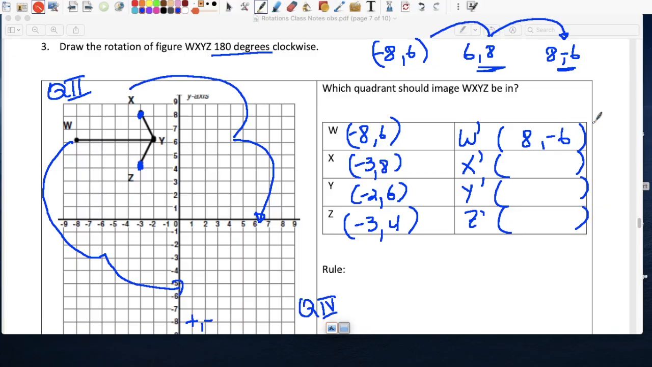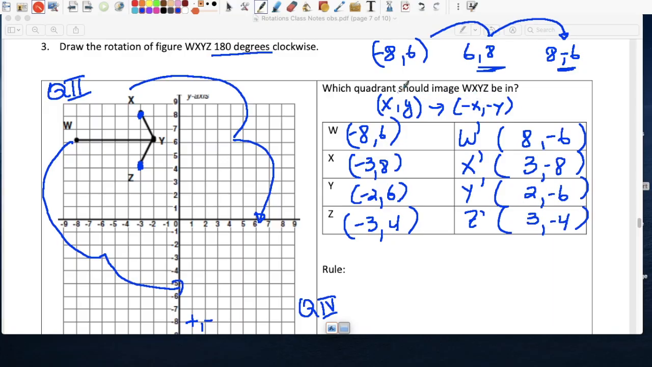Okay? Or if you remember the rule, (x, y) goes to (-x, -y). I don't know which one you'd rather do. (-3, 8): if you remember the rule, it's going to end up 3 and 8, but the signs change. So -3 was negative, now it's positive, and 8, who was positive, is now negative. You just switch the sign. So this becomes (2, -6), and this becomes (3, -4).